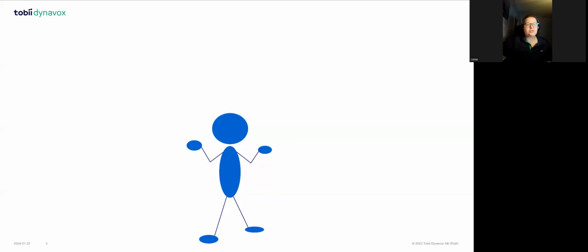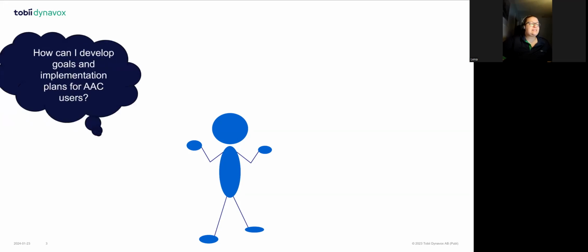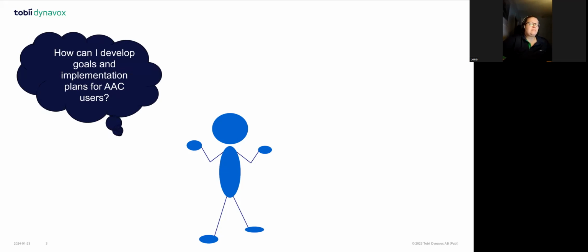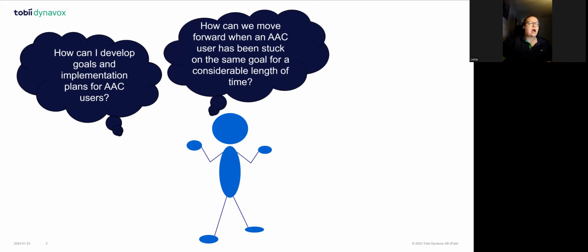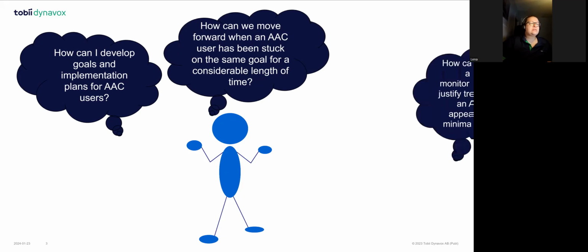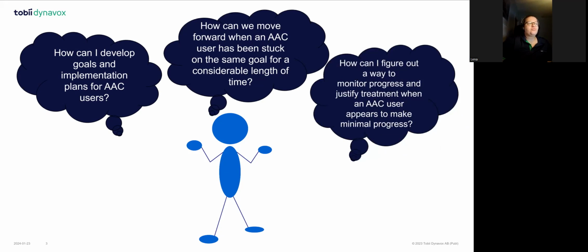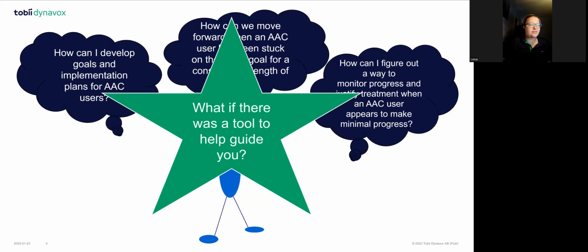And working with the individuals who are using AAC, I definitely found myself asking questions like, how can I develop goals and implement my plans for AAC users? How can I move forward when AAC users have been stuck? They have hit a plateau for a long time. How do we go forward? How can I figure out a way to monitor progress of an AAC user? How do I show that progress to someone around me? And definitely, some years ago when I was in my active practice, I thought, what if there was a tool to help guide me through it and to actually answer all those questions in a systemic way?